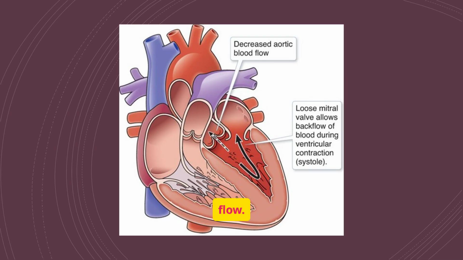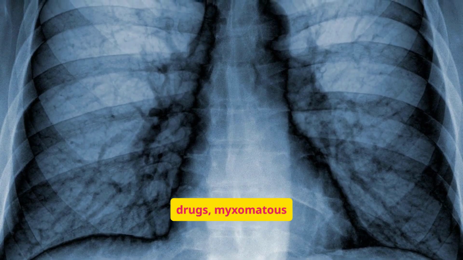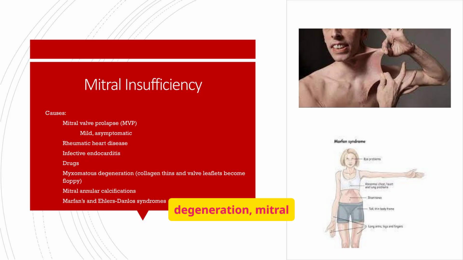flow. Causes of mitral insufficiency include mitral valve prolapse, rheumatic heart disease, infective endocarditis, certain drugs, myxomatous degeneration, mitral annular calcifications, and Marfan's and Ehlers-Danlos syndromes. Marfan syndrome, as shown here, is characterized by specific physical features.